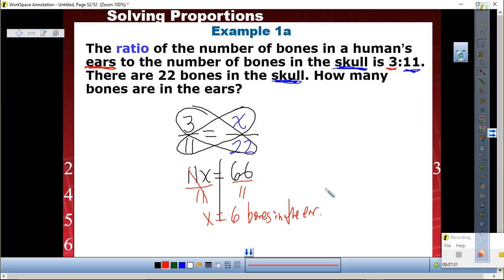Everybody understand how to break this down? Yes. All right. Do this next one by yourself. You don't have to copy the word problem. I just want you to set up your proportion and solve. Here it goes.